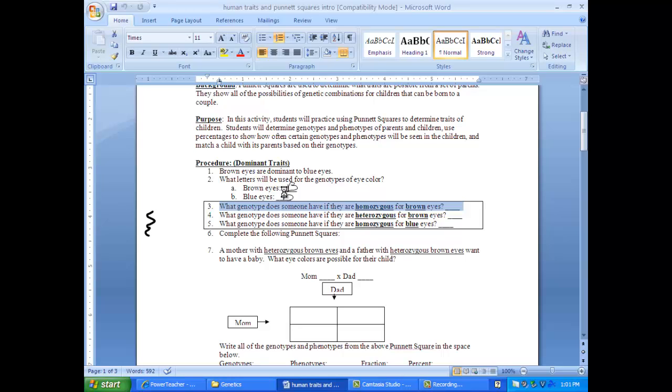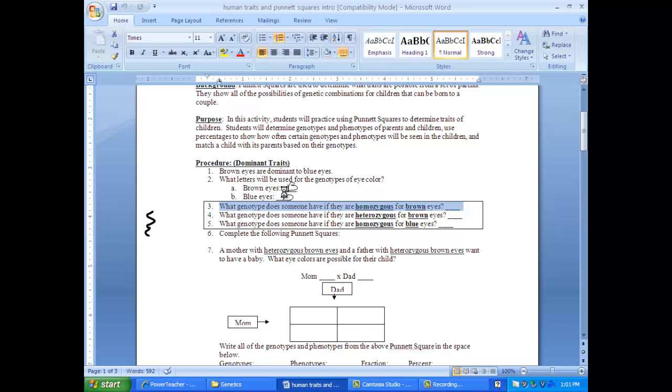Please understand this, guys, because we are doing a complete dominance problem, which means it's either or, and we are using the same letters. If we were talking about curly hair versus straight hair, which in reality is not a simple complete dominance problem, we would not use C and S. We have to use the same letters for a complete dominance problem.